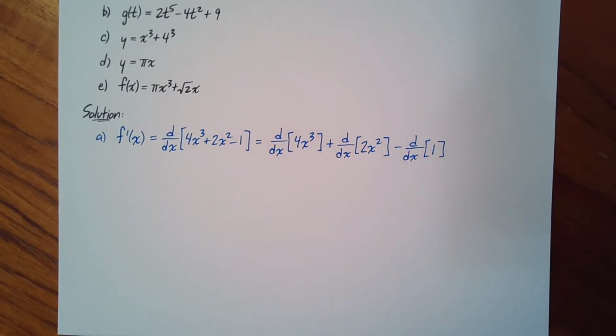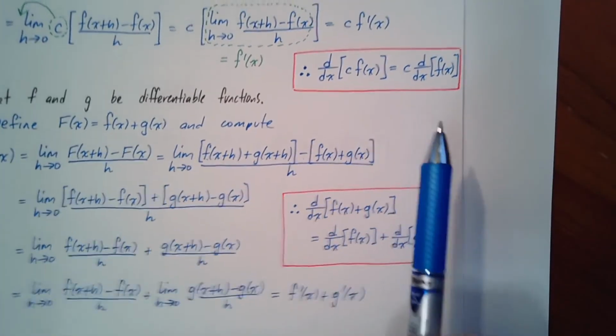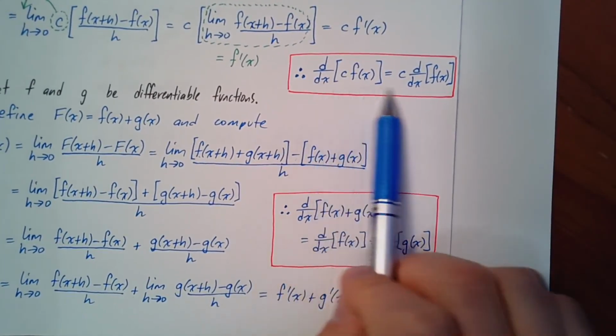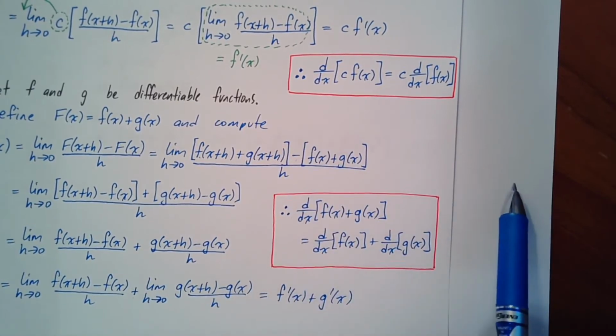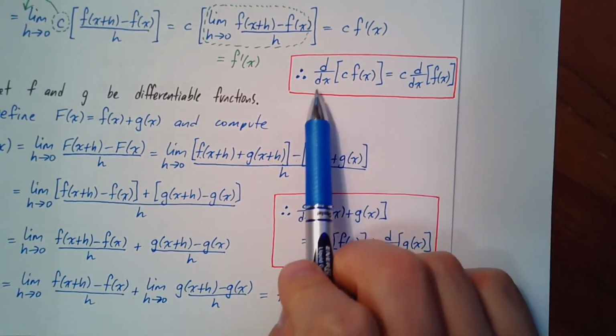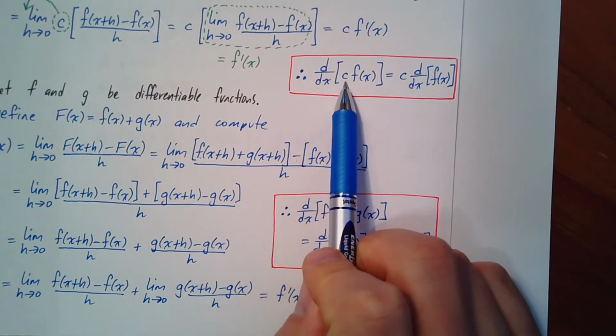Okay, and now we're going to apply this constant multiple rule, this rule over here. And you might be able to see now why I was so biased towards writing these rules in operator notation, because it's a little easier to see how they're being applied. Because now I have the derivative with respect to x of a constant times a function.